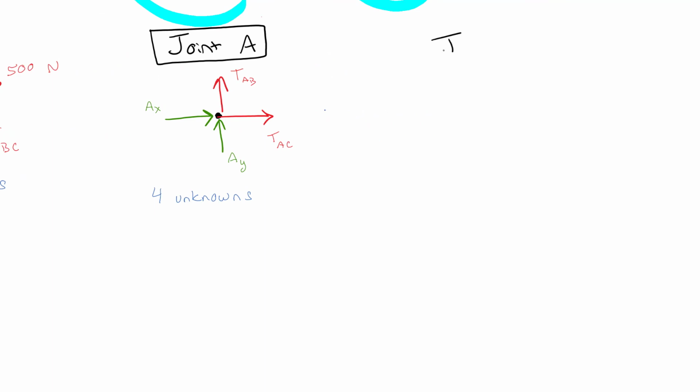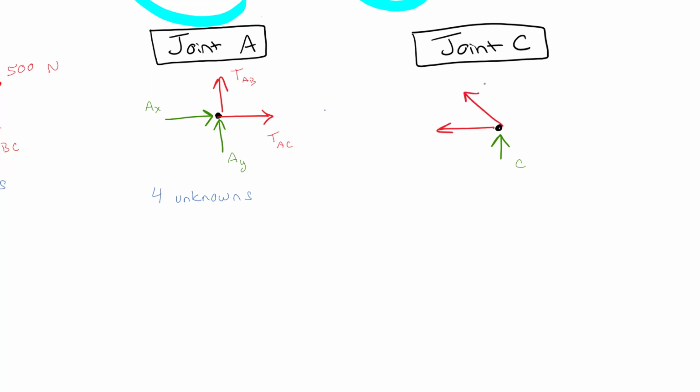But let me look at joint C. Okay, and I'll show you why you can't actually start there either. So at joint C, I had just the regular C, that force in C, and then I had tension in AC, and I had tension in BC, and tension AC. Now, this has 3 unknowns, and actually I cannot start here either.